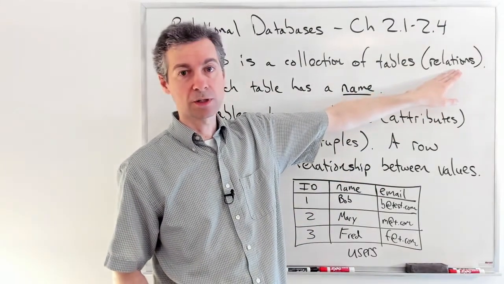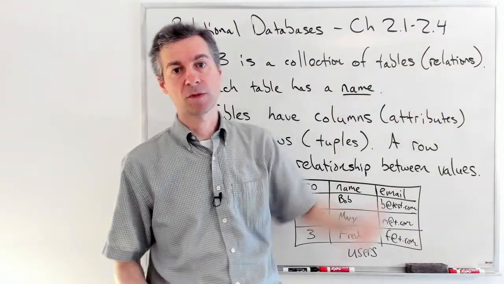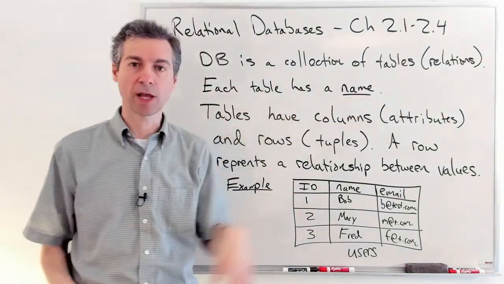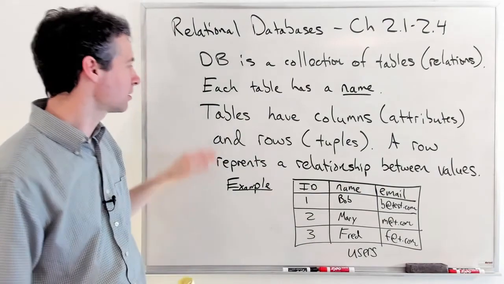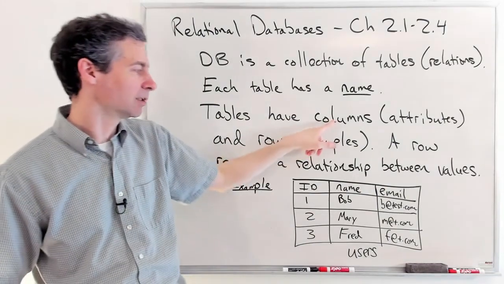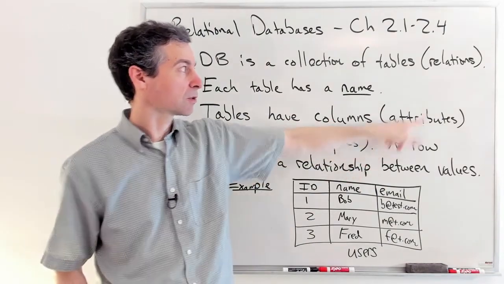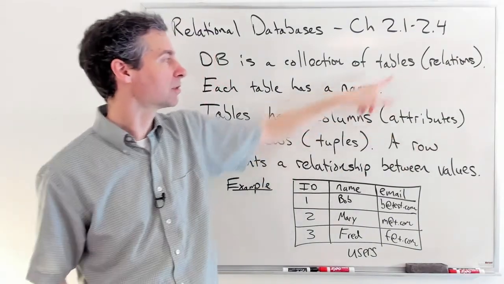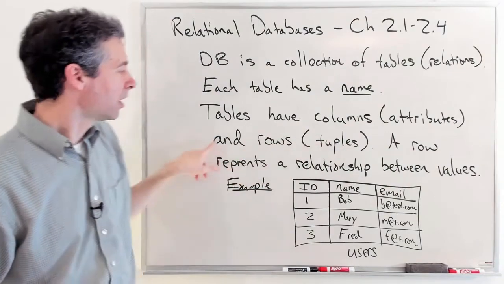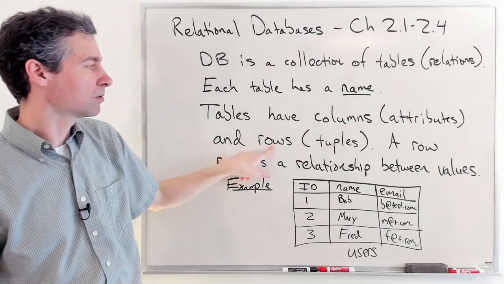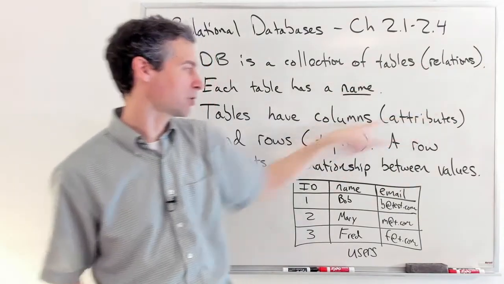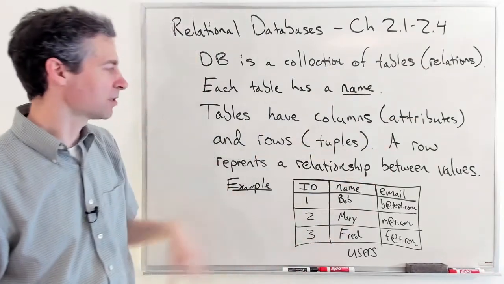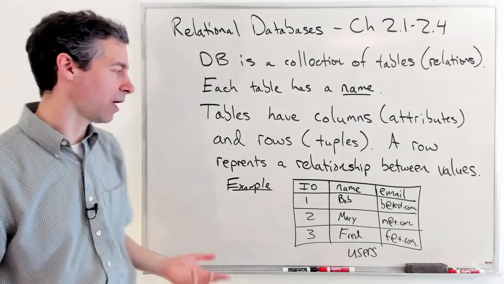We can also call a table a relation, okay? Each of our tables is going to have a name. Our tables have columns, and usually we'll talk about relations and attributes, or we'll talk about tables and columns. And then the tables have rows. So again, relations, attributes, tuples. And then a row represents a relationship between values.